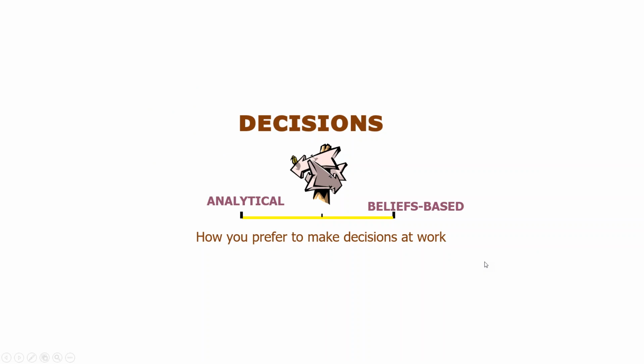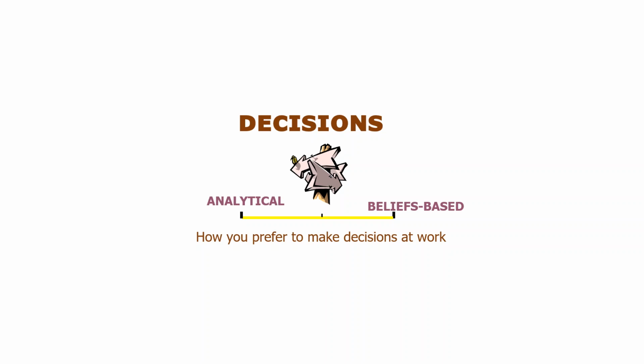Now, one of the most interesting ones of the 4 on the scale is how we like to make decisions. We've got people who like to make decisions based on analysis. They like to crunch the numbers and look at the data and make decisions on that basis. And then, on the other hand, we've got people who like to make decisions based on beliefs and values. I see that the workplace that we operate in is very much heavily skewed towards the analytical, particularly in the public sector, I might say. But the truth is we have a lot of people who are very belief-based.